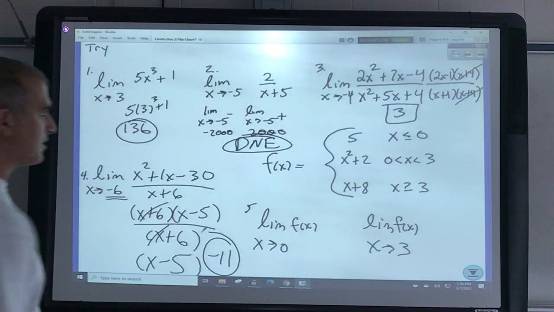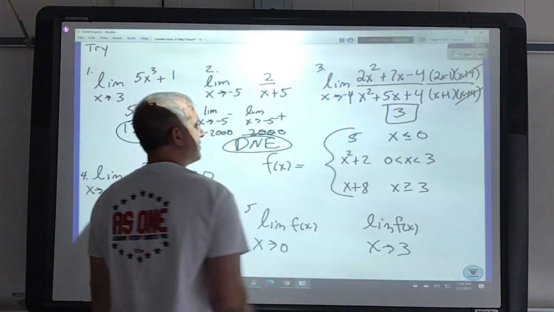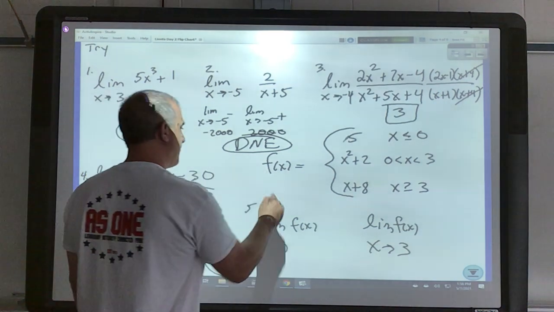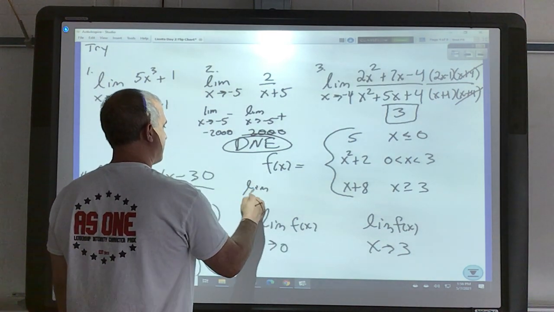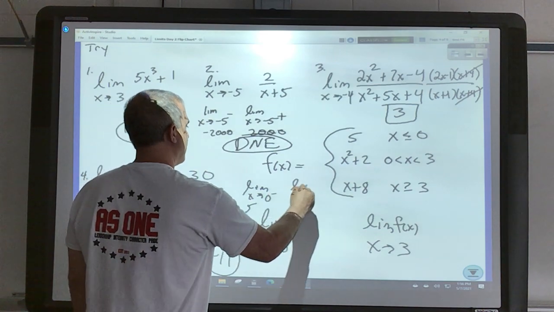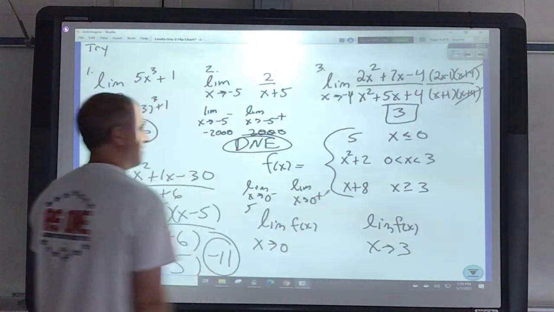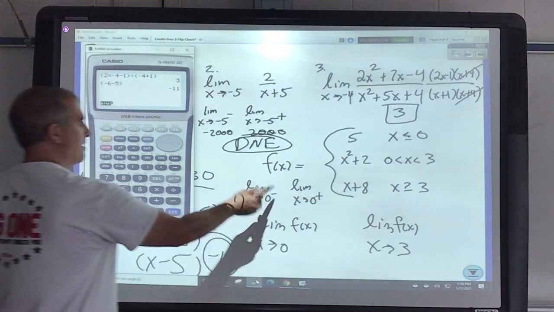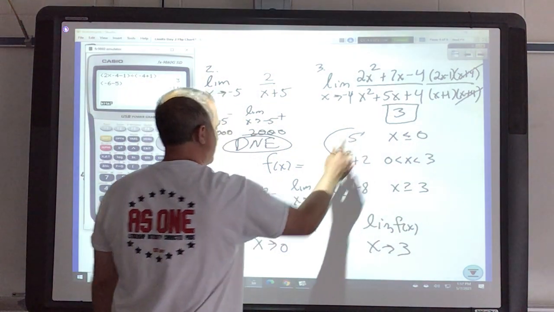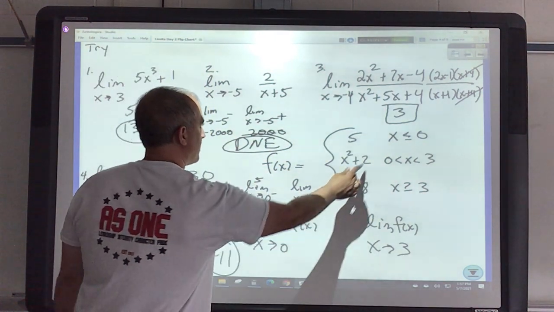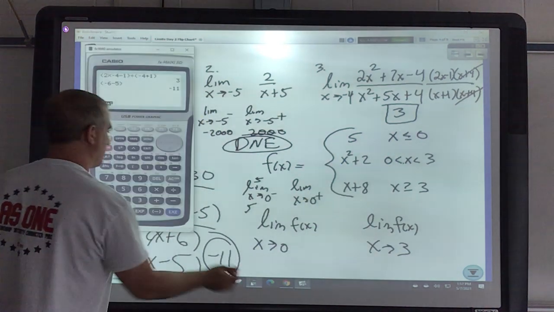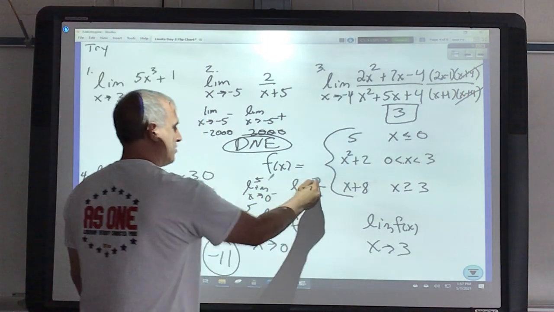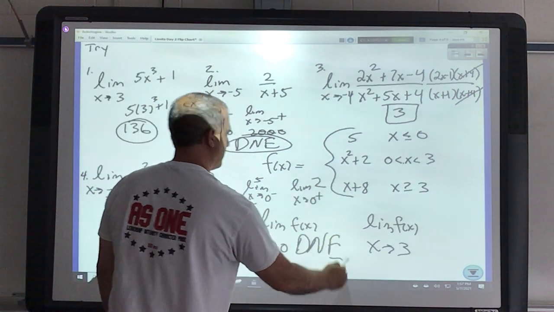Now let's go this one. Limit as x approaches 0, okay? So at 0, this is going to be pretty easy. I just have 5 there. So even if I do the limit as x approaches 0 from the negative and the limit as x approaches 0 from the positive, what would I have here? If I go from 0 negative, that would be this, so this would just be 5. Limit as 0 approaches from that side, that would now be that side, so 0 squared plus 2 is 2. So these are 2 different answers, so this is a do not exist, okay?